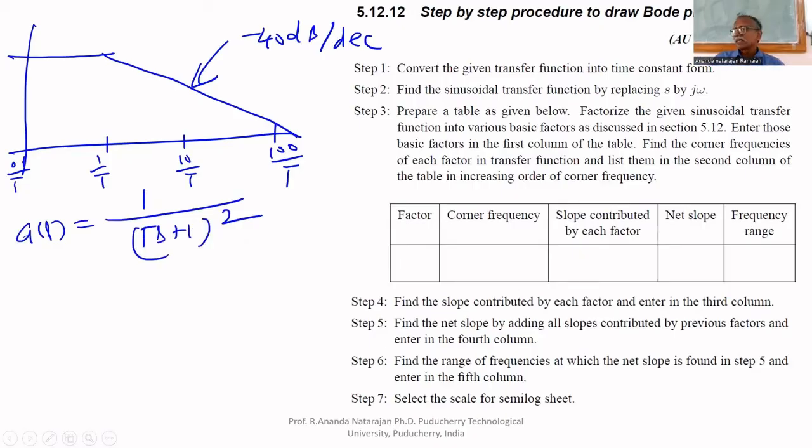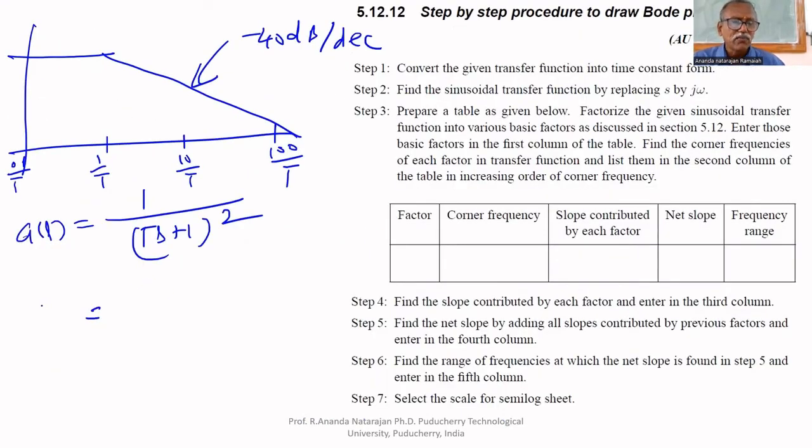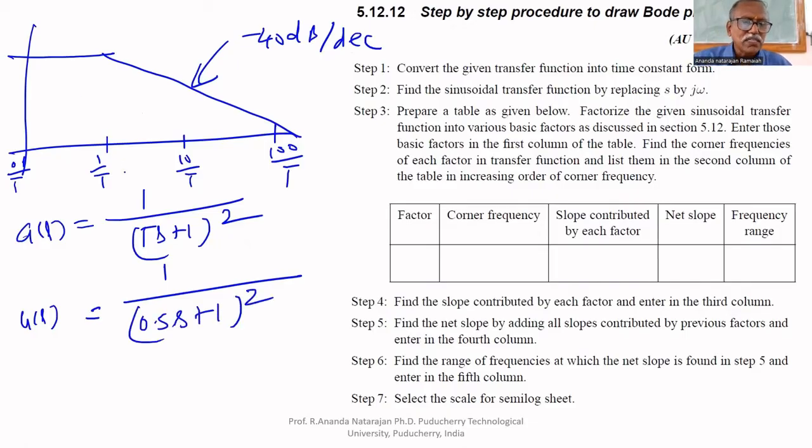Suppose whole cube means it decreases at the rate of minus 60 dB per decade. Whole power n means it decreases at the rate of minus n multiplied by 20 dB per decade. Generalized case. Suppose now tau equal to, what we assumed, tau equal to 0.5. If you assume tau equal to 0.5, what is G of S? G of S equal to 1 upon 0.5 S plus 1 whole square. Therefore, this 1 by tau equal to 1 by 0.5 equal to what?